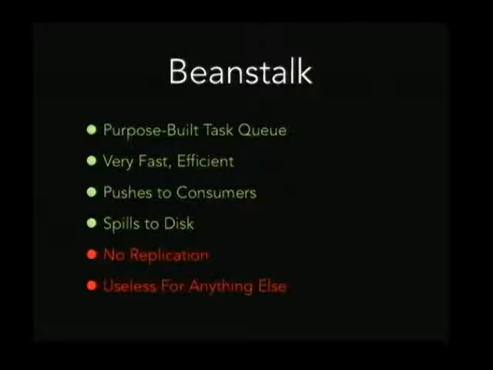We also looked at Beanstalk, which is a purpose-built task queue. It's really cool. It uses a variant of the Memcache protocol. It's written in C. It's very fast and efficient. It pushes to consumers, so it's hitting some of the right buttons. It spills to disk, but has no replication support at all. We even tried dreaming up horrific, Rube Goldberg machine replication ideas, and that was just not going to work.